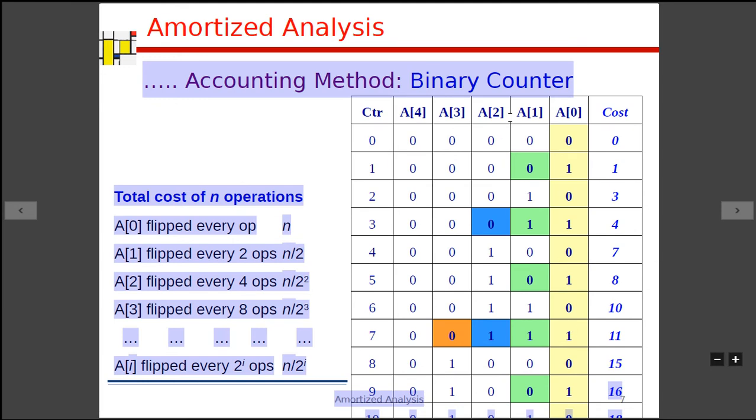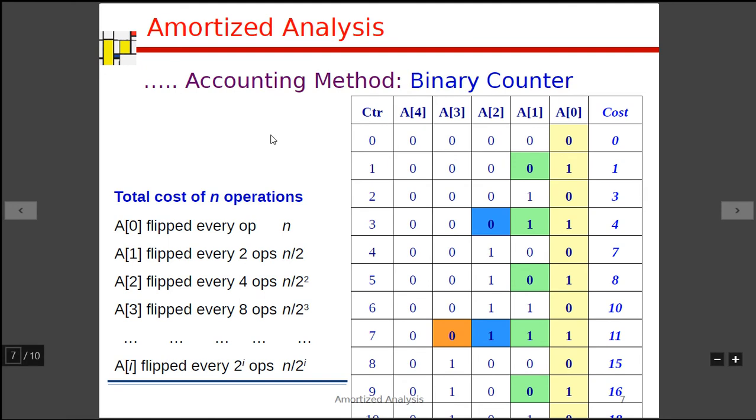Now in this case, whenever the ripple operations or the flip operations are taking place, a of 0 will be flipped every operation, n times. So a of 0 is getting flipped every time. Here it is 0, again here it is 1, again 0, again 1. But a of 1 is getting flipped every two operations. That means 0, 0, 1, 1, 0, 0, 1, 1. A of 2 will get flipped every 4 operations, that is n divided by 2 raised to 2.